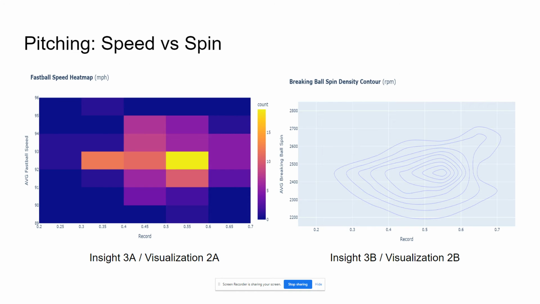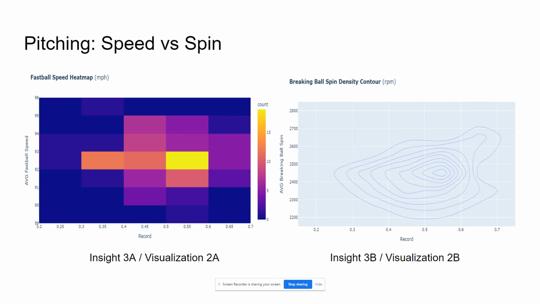Recently, teams have been exploring how breaking ball spin can add wins when compared to fastball speed. Here in our third insight and second visualization, we see a heat map representing speeds and a density contour chart representing spin. With our heat map, there is a bright spot between 500 and 600. However, the brightness remains pertinent all the way down to about a 300 record.